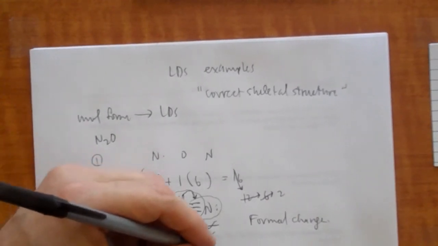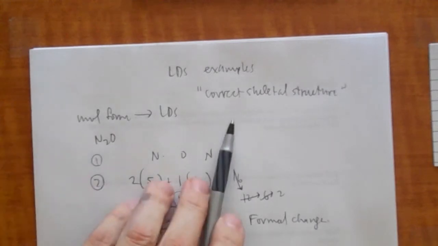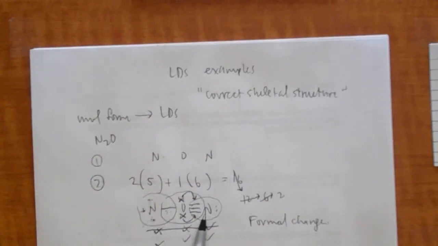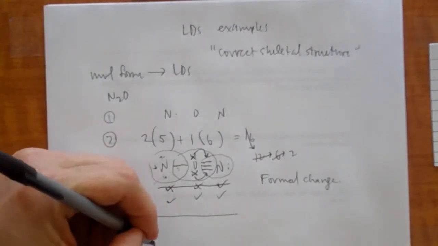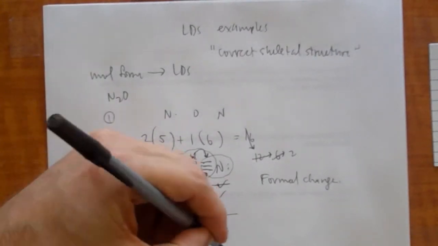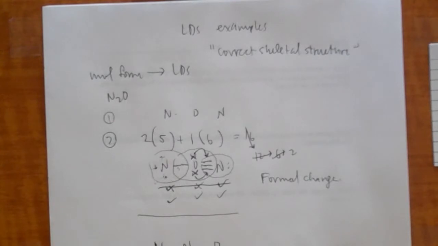All right, let's try another structure though. So we tried the correct skeletal structure with a symmetric, and we don't like the answer. Let's try another one which is not symmetric. N, N, and O. That's the only other possible. I guess we'd have this in a triangle, but it's not going to be a triangle. It's going to be linear. Triangles are rare in chemistry. For now, don't do any triangles.